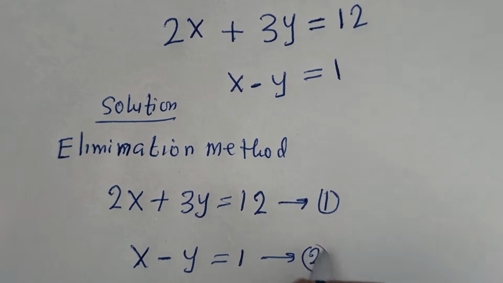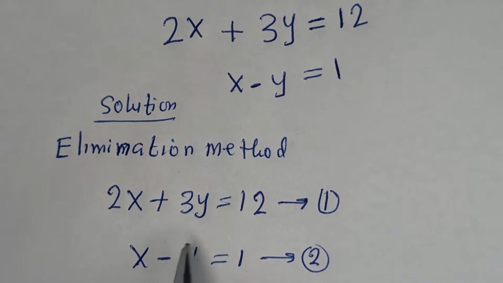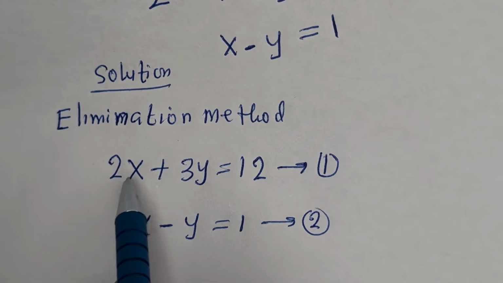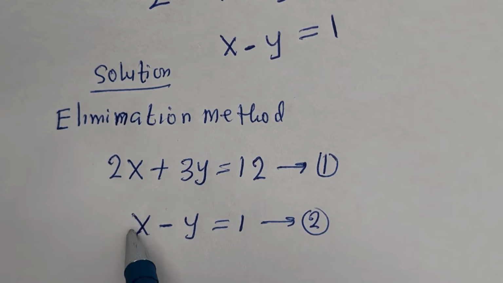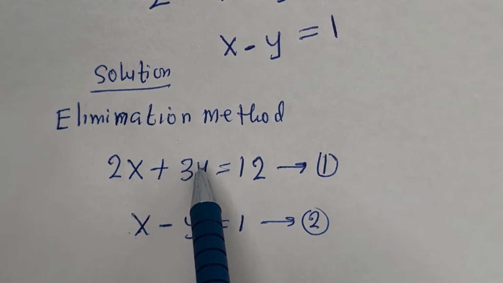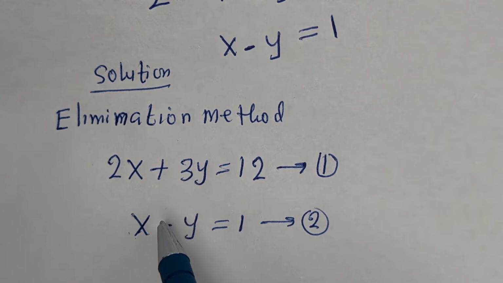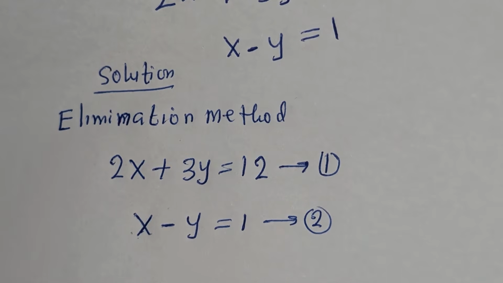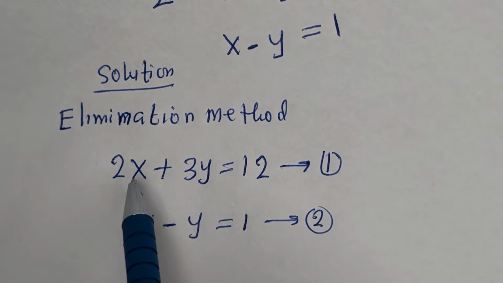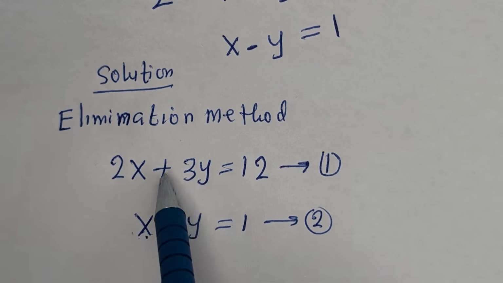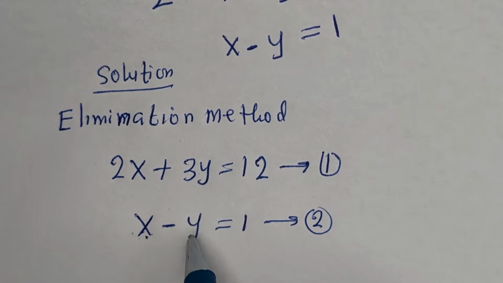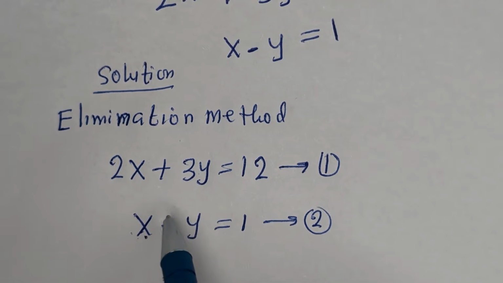Now by elimination method, the coefficient of x here must be equal to the coefficient of x here. Also, the coefficient of y here must be equal to the coefficient of y here. And the sign must be different. One must be negative and one must be positive.